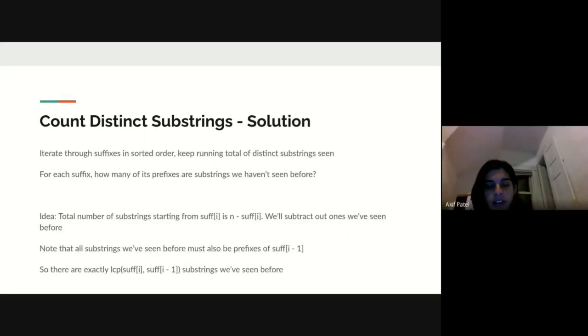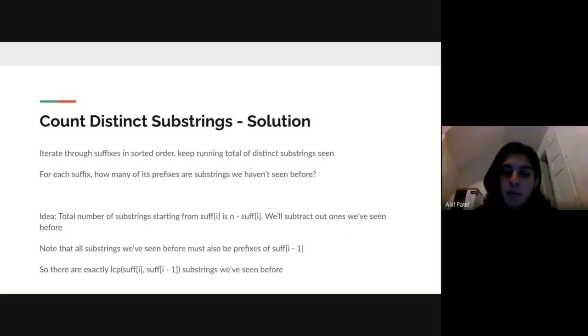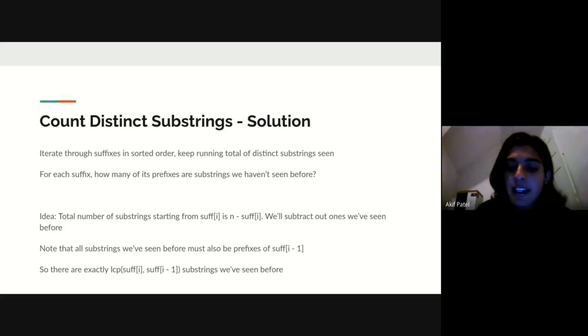So the solution here is we want to iterate over all the suffixes in sorted order. Hint, suffix array here. And we want to keep track of how many distinct substrings we've seen so far. What is a substring of a string? One way to think about it is that it's a prefix of a suffix. So we can loop over all the suffixes and see how many of its prefixes are substrings that we have not seen before, since they're distinct substrings.